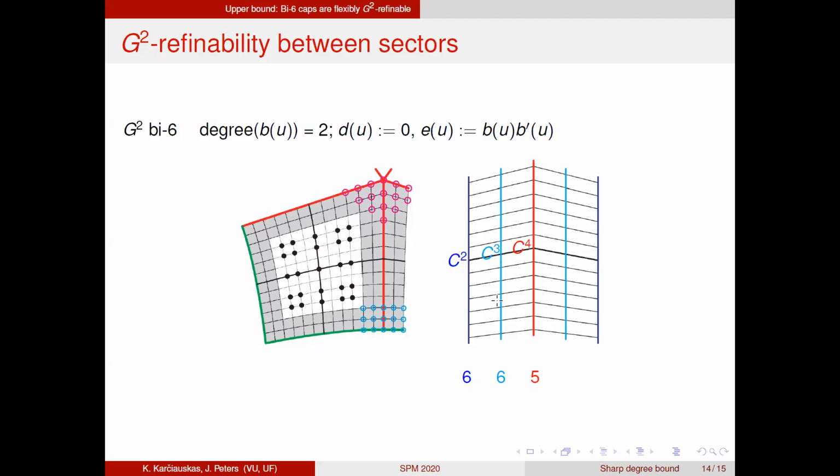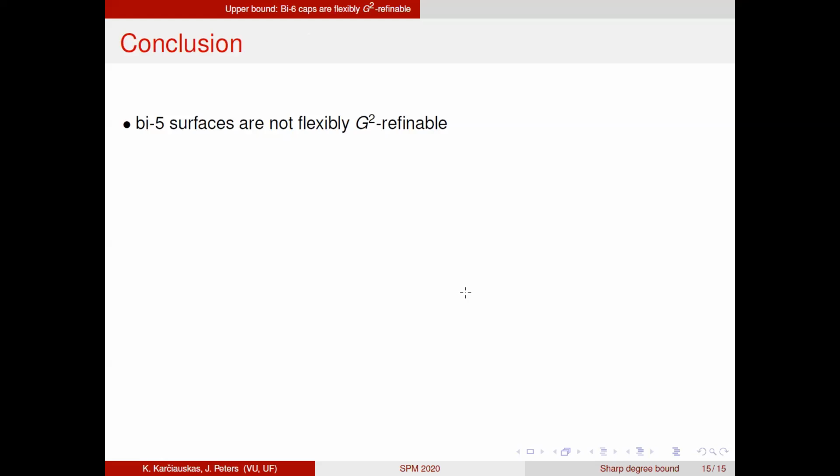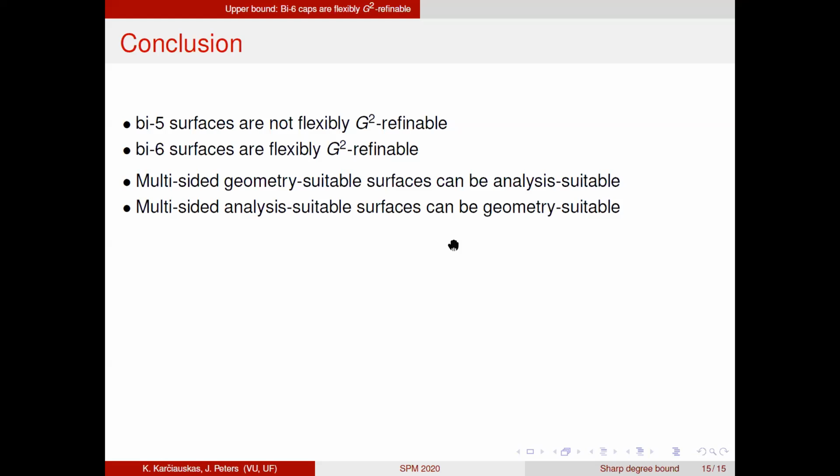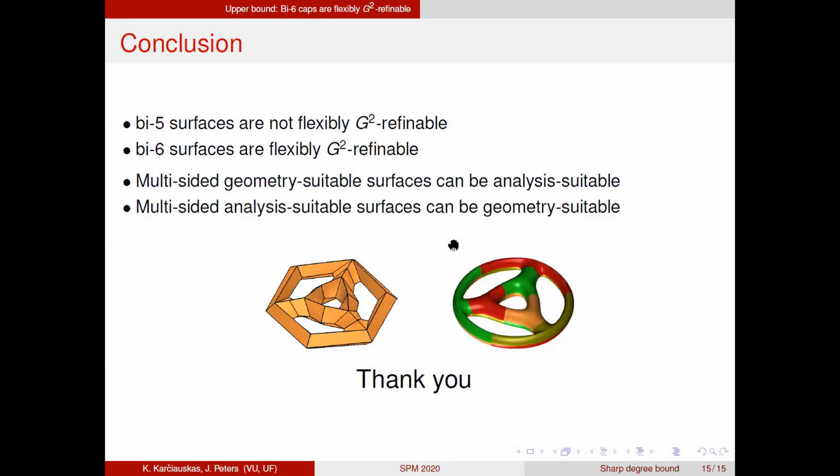Similarly, the next is a C3 degree 6 spline and a C2 degree 6 spline for the next layer. And so this concludes my presentation. We saw that biquintics are not flexibly refinable, bi6 are, and so we can have geometry suitable surfaces that are analysis suitable. This is the bi6 ones, and conversely, we have analysis suitable that also have good shape and are geometry suitable. Thank you.